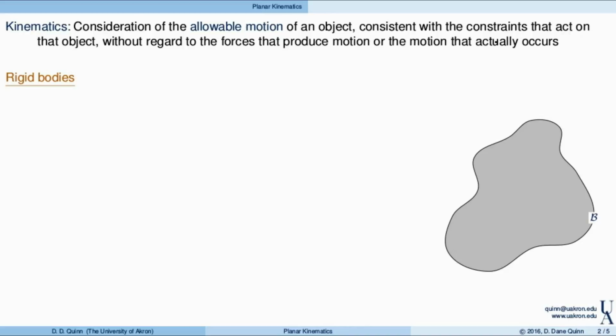And in particular, without regard to the forces that produce motion, or the motion that actually occurs. So again, we're looking at the allowable motion, what could possibly happen. Because, as part of dynamics, the kinematics looks at what could happen, then we look at the forces that are applied, then the equations of motion tell us what actually does happen.